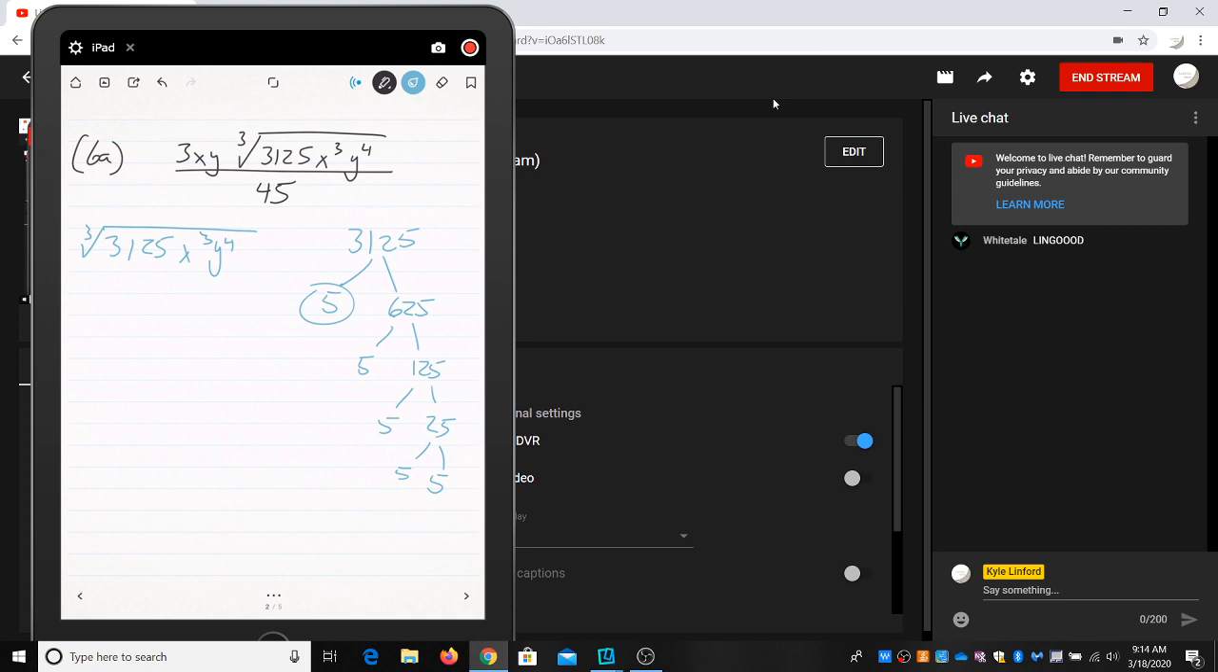So go ahead and just do the prime factor decomposition. It looks like 5 to the 5th power here. So we're taking the cube root of 5 to the 5th power, and we're also taking the cube root of x cubed and the cube root of y to the 4th.